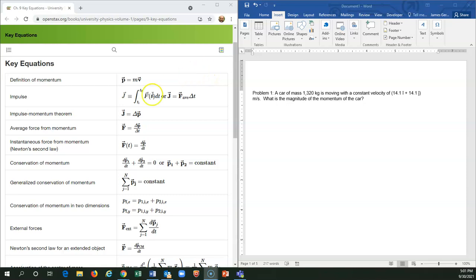Impulse is the application of a force over time. So if you integrate the force over time from some initial time to some final time, you get the impulse. On average, that means the impulse is just the average force times time. The impulse-momentum theorem says that the impulse actually leads to a change in momentum, right? And so the average force could be written as the change of momentum over unit time, or instantaneously, F is dp/dt.